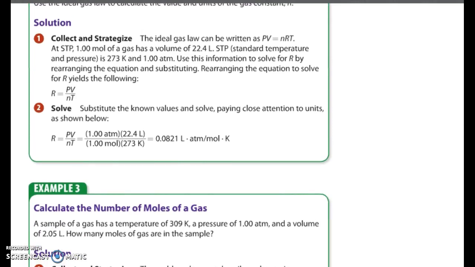Example number 3, calculate the number of moles of a gas. A sample of a gas has a temperature of 309 Kelvin, a pressure of 1 atm, and a volume of 2.05 liters. How many moles of gas are in the sample? Hit pause, get your answer.